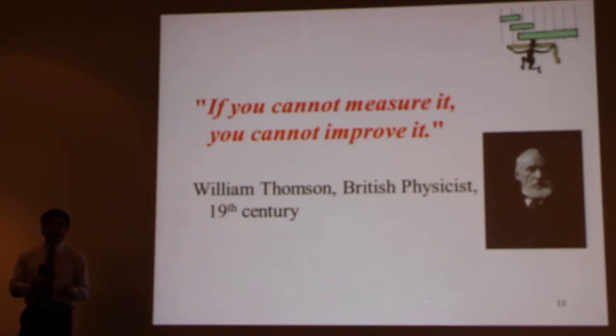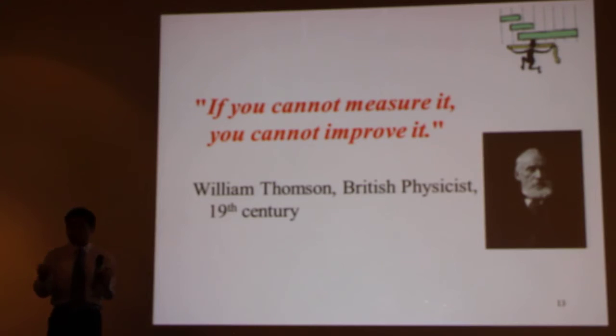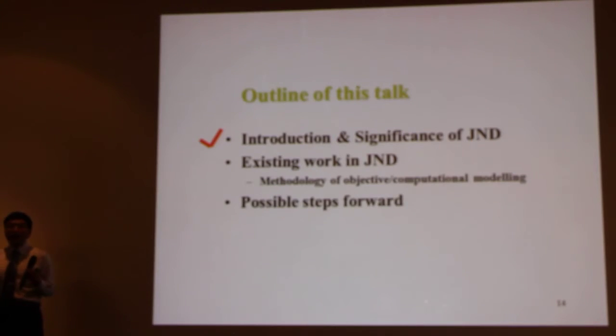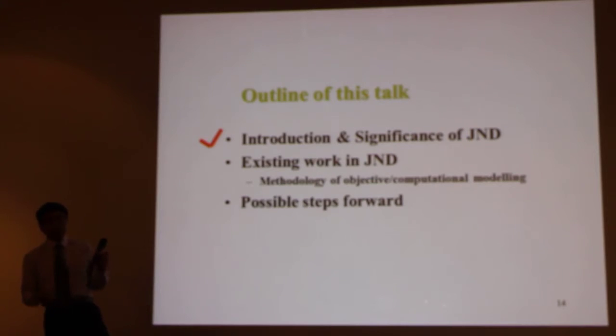Okay, then we know if we cannot measure something, we cannot improve it. So this is why we are so interested in the measurement itself, and consequently the computer modeling. Okay, then I think I already finished the first half of my talk, in which I tried to convince you JND is a meaningful concept. Then I will try to give you an overview of what we can do in computer programming for this.